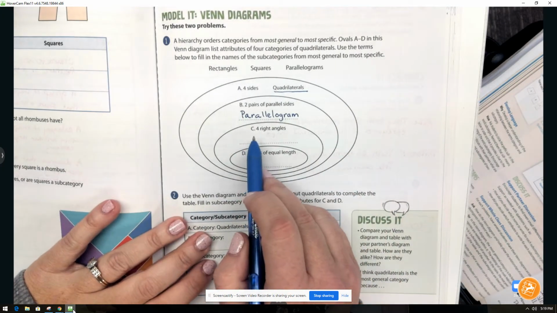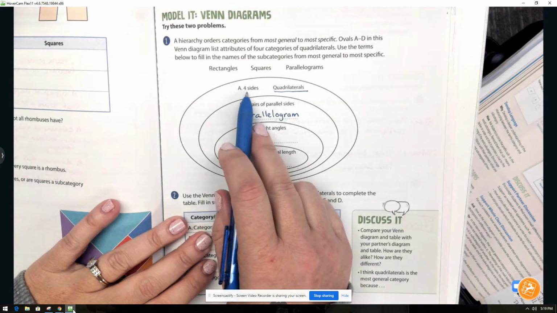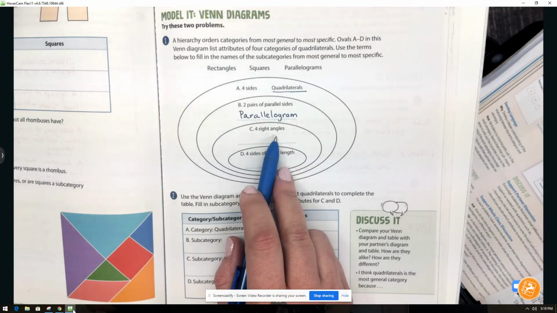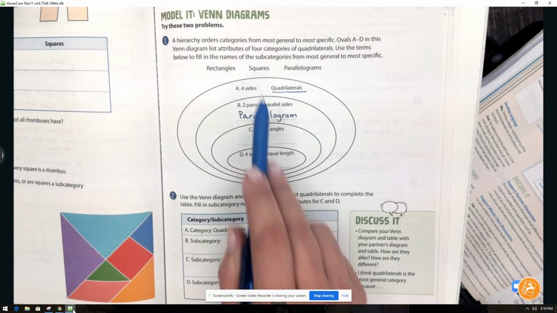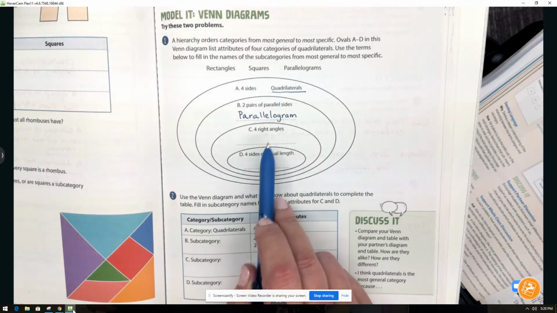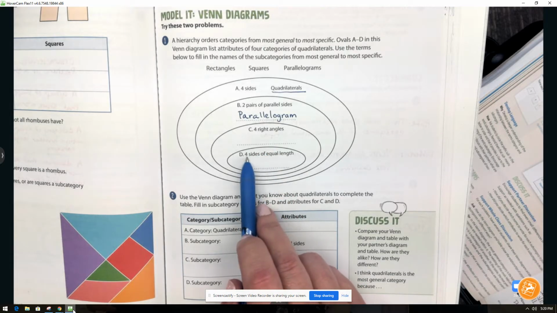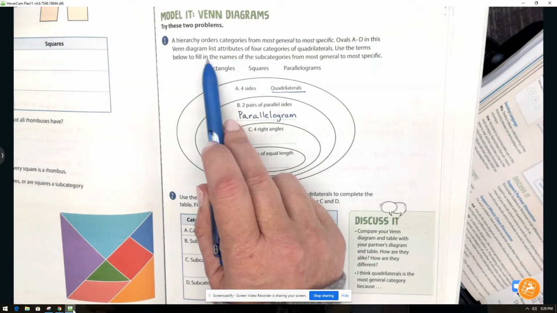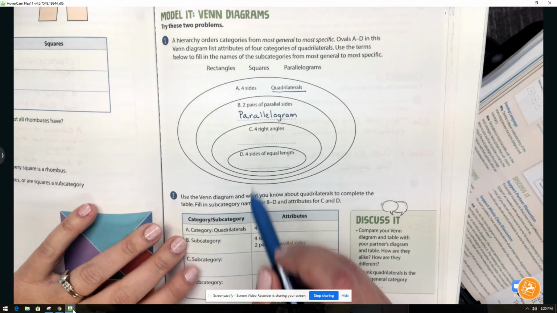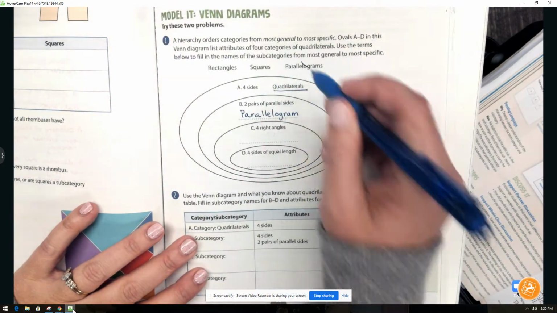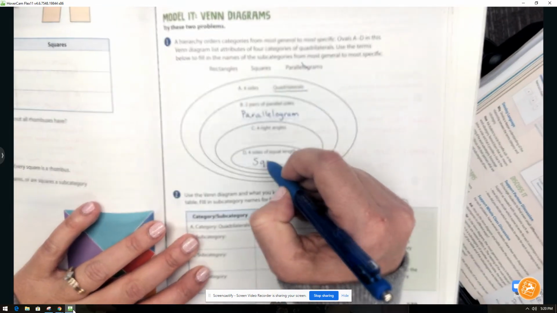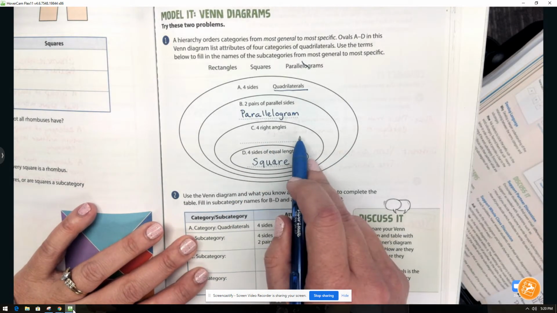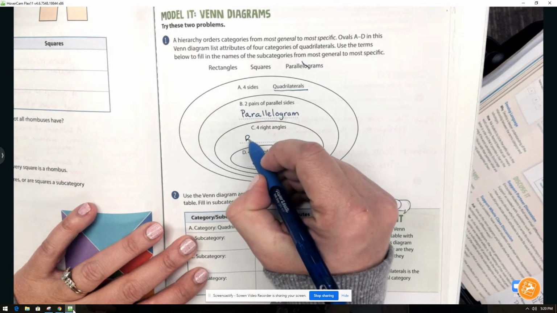Now we need to go, okay, what shape has 4 sides, 2 pairs of parallel sides, and 4 right angles? Well, rectangles and squares both have all of those. But if we look here, we know that down here, it's going to have 4 sides of equal length. Which of these has 4 sides of equal length? That's right, the squares. So we know that the square is going to be the most restrictive. So the square has to be the smallest, which would mean the rectangle goes on line C.